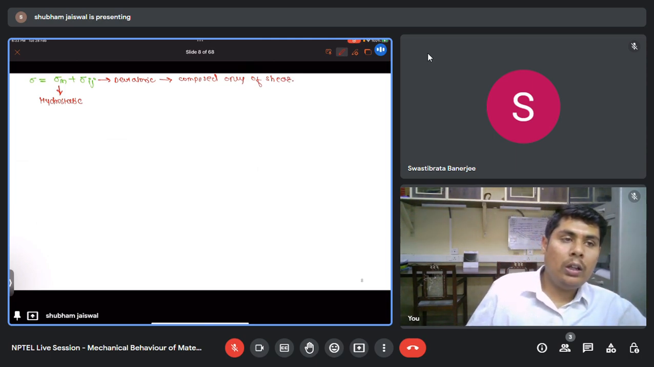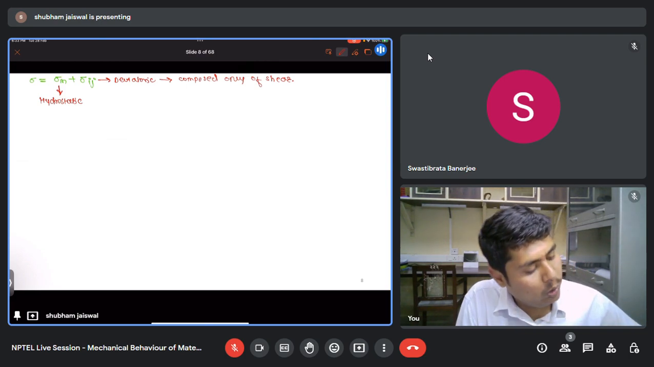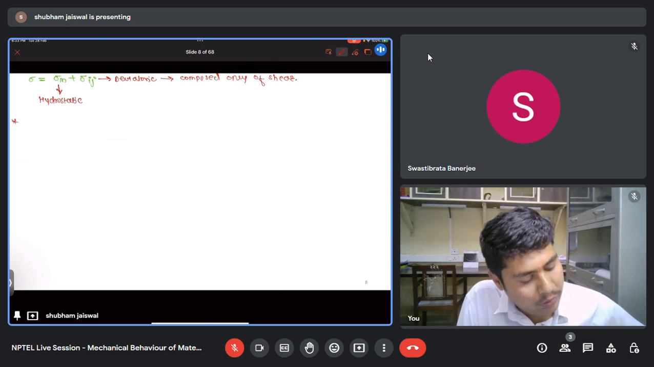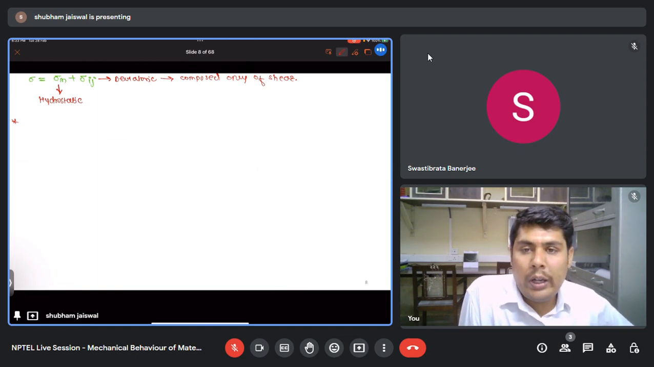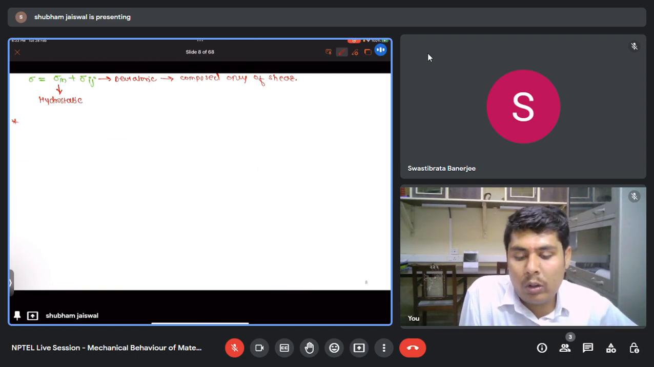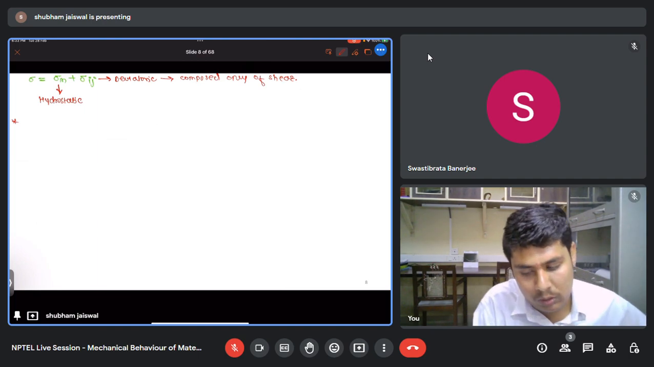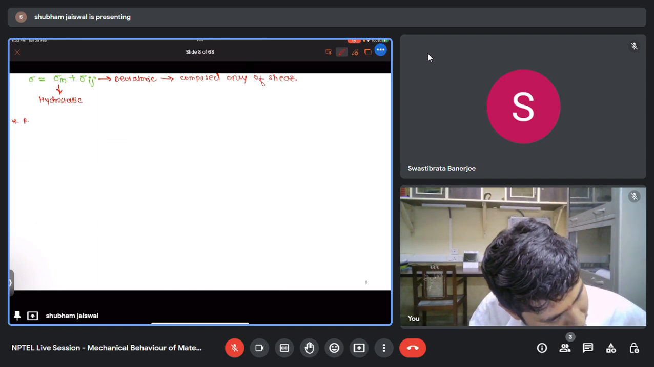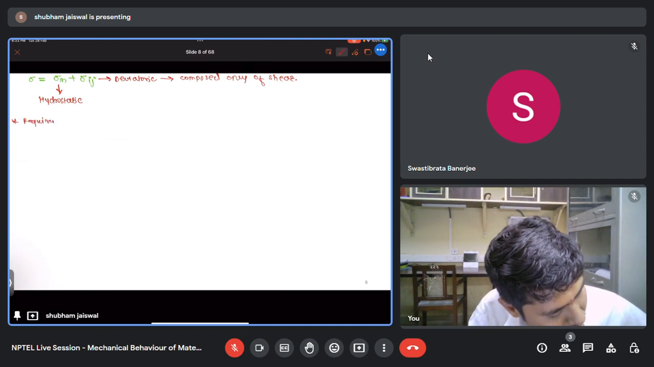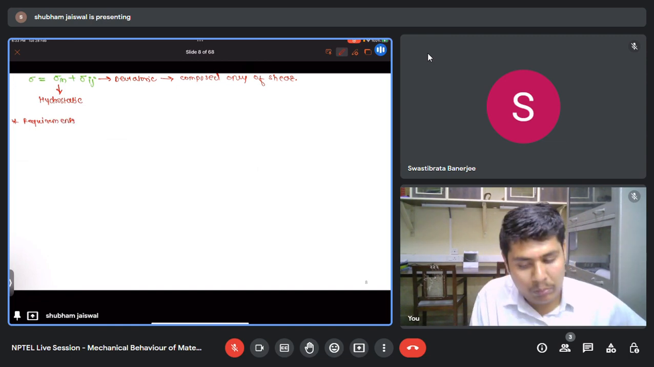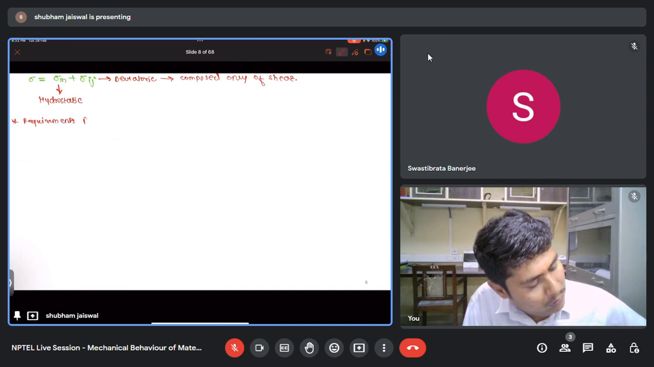So then after that we move towards the yield criterion. There are some requirements for the yield criterion. As the deformation occurs only by shear, the yield criterion should be a function of only deviatoric stresses.